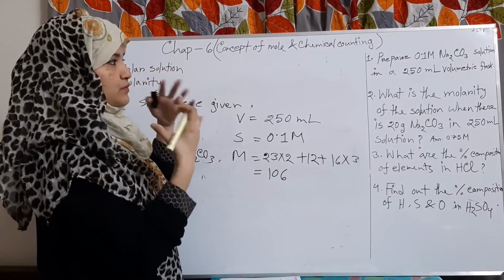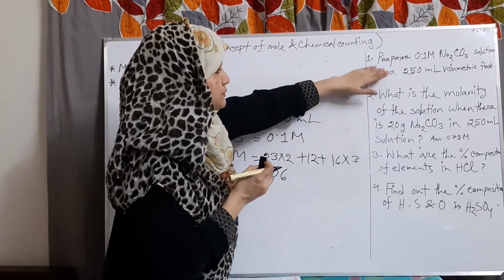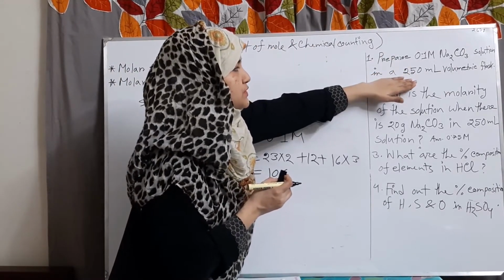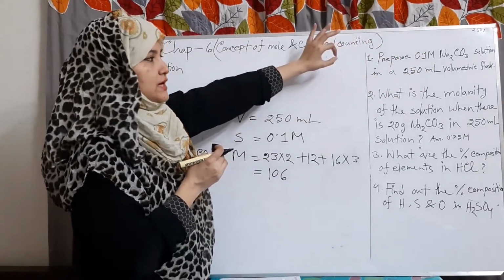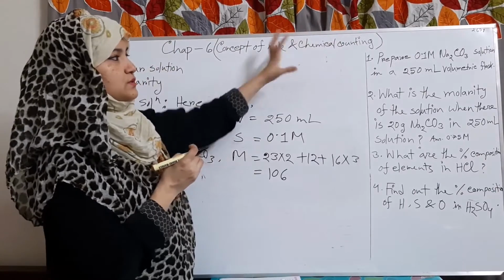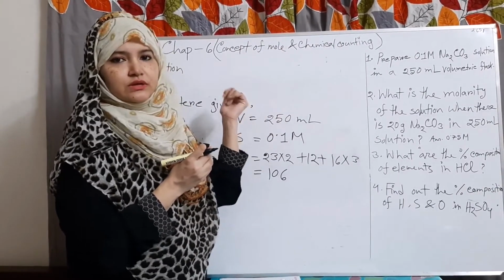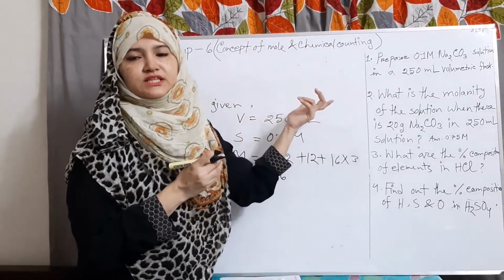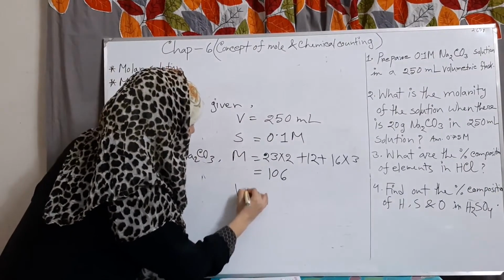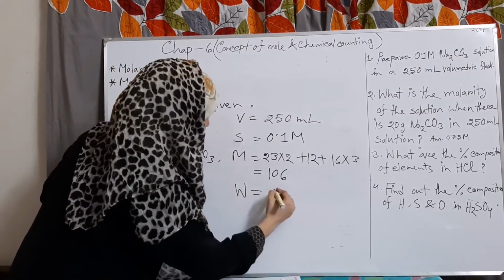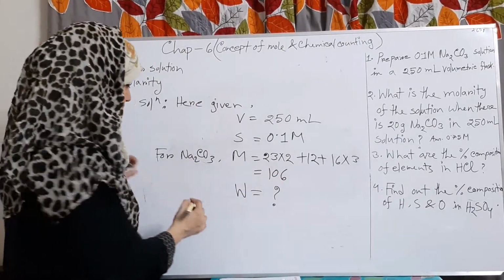Now, what do we have to find out? Preparation of a molar solution. That means preparation of 0.1 molar sodium carbonate solution. You have to calculate how much sodium carbonate is needed to prepare this solution. That means W is unknown. W will be found out.